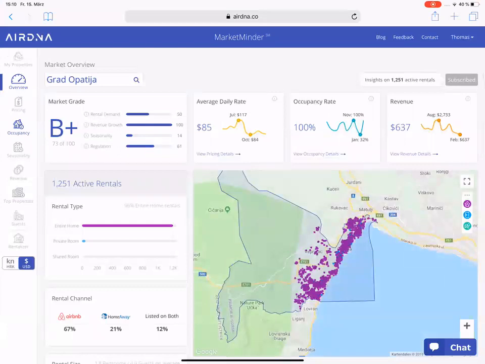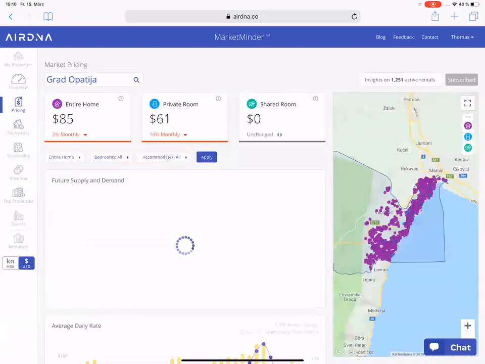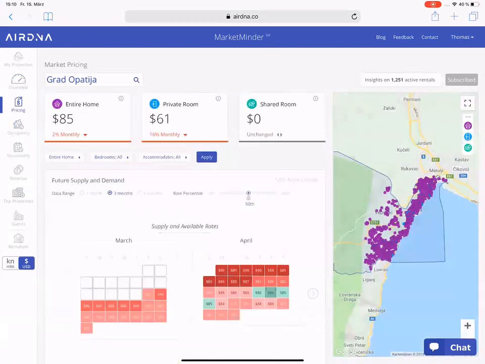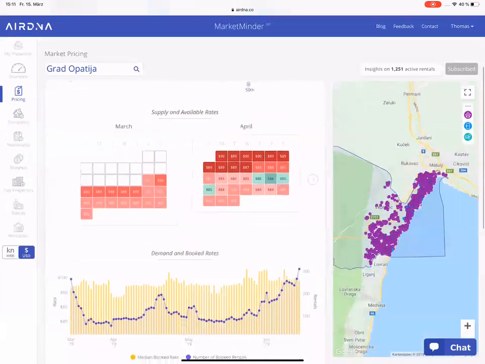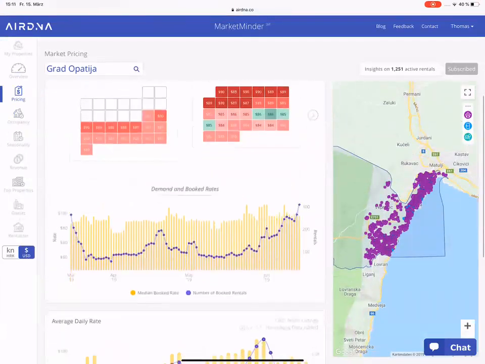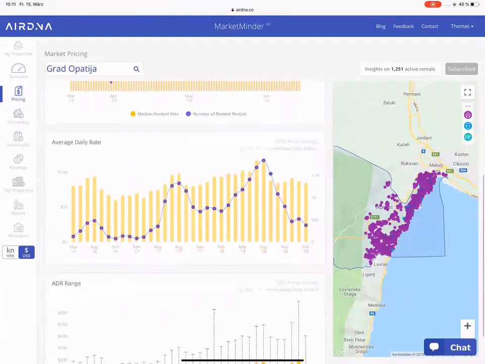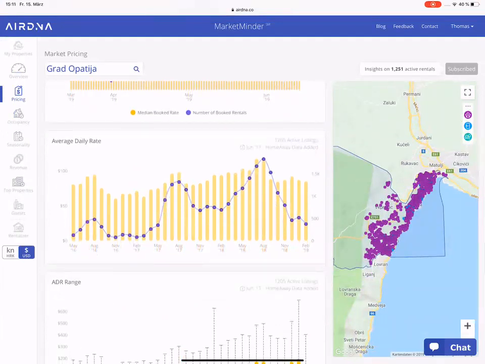So this is the start window we've been looking at. Then you can go here and say pricing. You can get a feeling of what the average price is that properties are being rented out for. You can see how supply and demand developed over time, and what the average daily rate is of the vacation rentals that are being rented out in the area you are looking at.